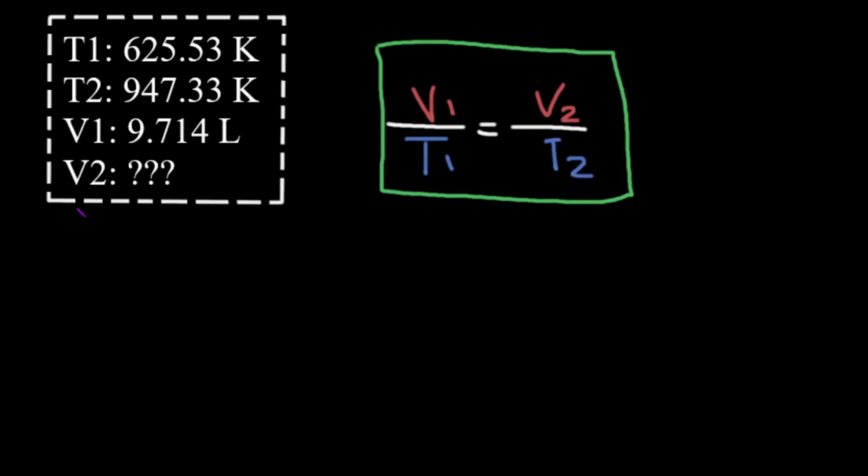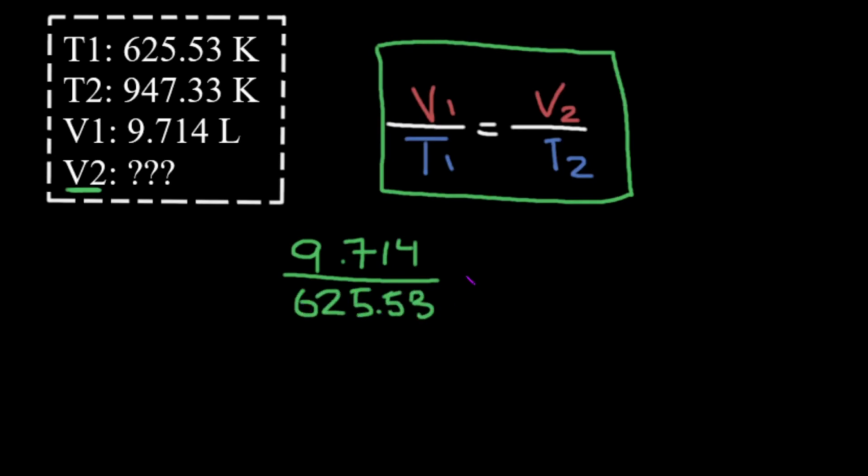Equal to V2 over T2. Right here we do not have V2, so V2 is the unknown. Let's write down what we know so far. We know V1. V1 is 9.714 over T1, which is 625.53. That's going to equal V2, which we don't know, so I'll represent that by the variable x, over T2, which is 947.33. Alright, let me switch color here.